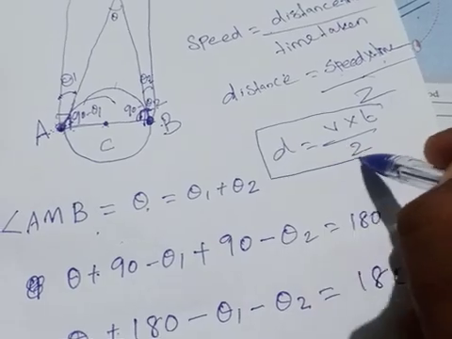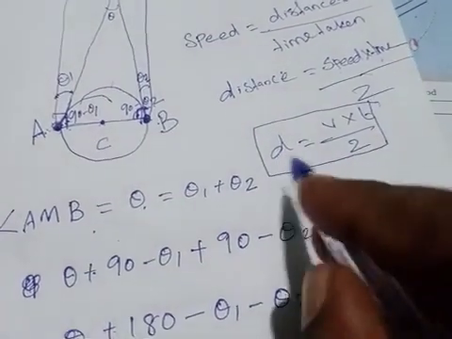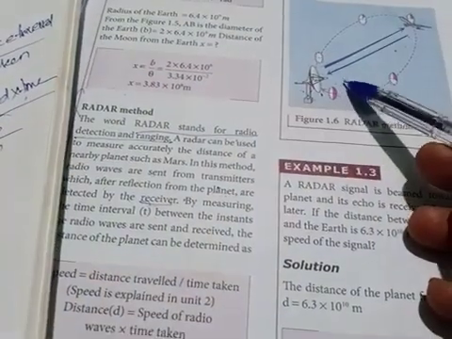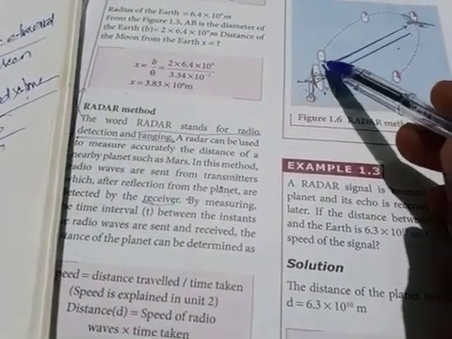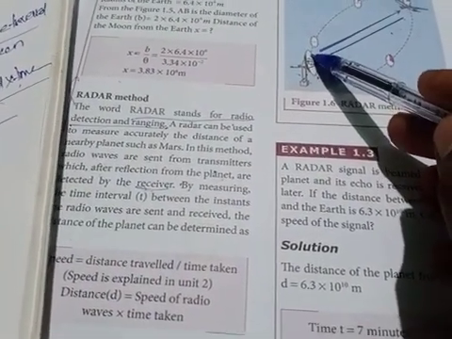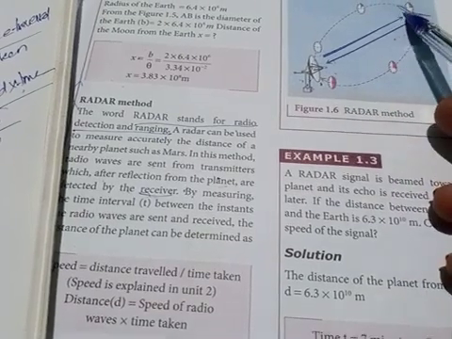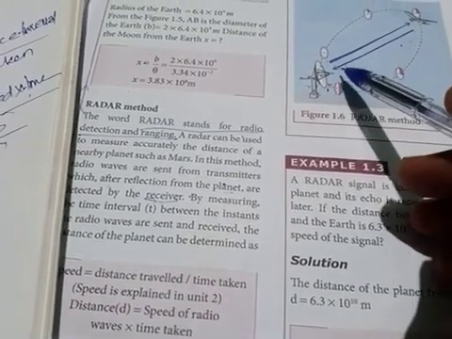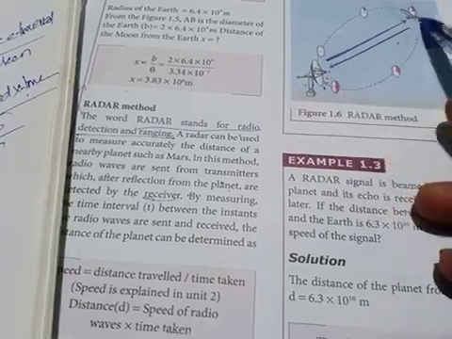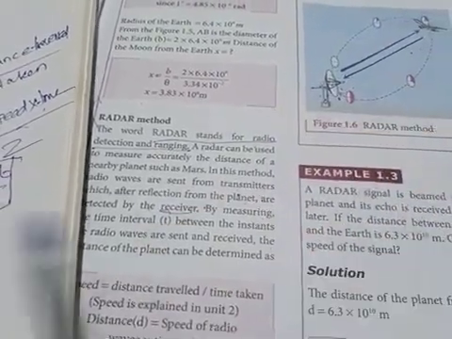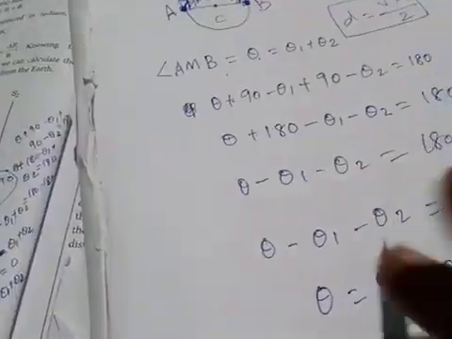Why divided by 2? Because here they are measuring the time taken from the transmitter to the target, and again back to the receiver. So that is why here they are using divided by 2.